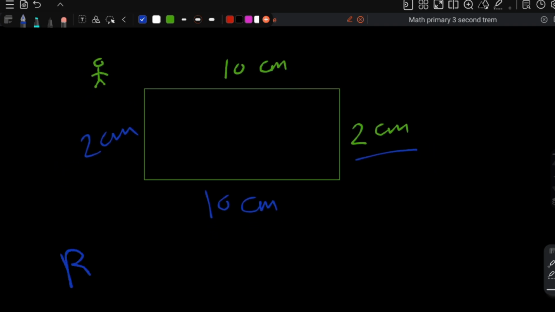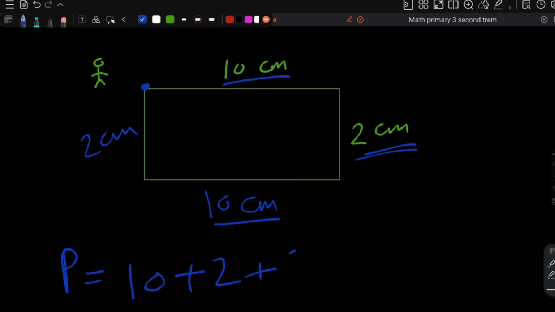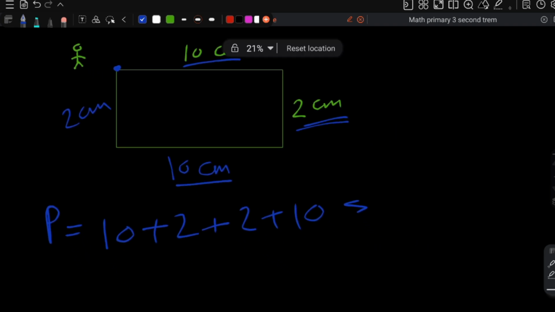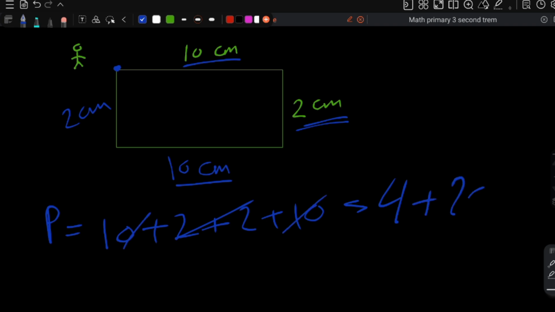If I asked you to find the perimeter of my rectangle, P represents perimeter. You will add these four sides: 10 plus 2 plus 2 plus 10. So 2 plus 2 is exactly 4. 10 plus 10 equals 20. 4 plus 20 equals 24. And don't forget the unit here. I have the unit centimeter, so the perimeter will be 24 centimeters.